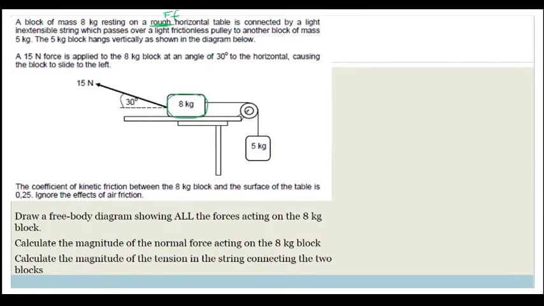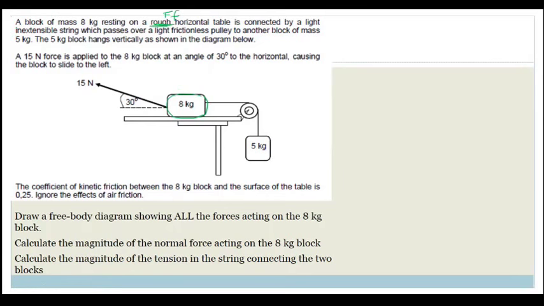This is an old exam paper question, so you guys need to make sure you know how to do it, okay? It says a block of mass 8 kgs, here it is, is resting on a rough horizontal table, which means as soon as we see rough, we think force of friction, okay? Is connected by a light inextensible string.